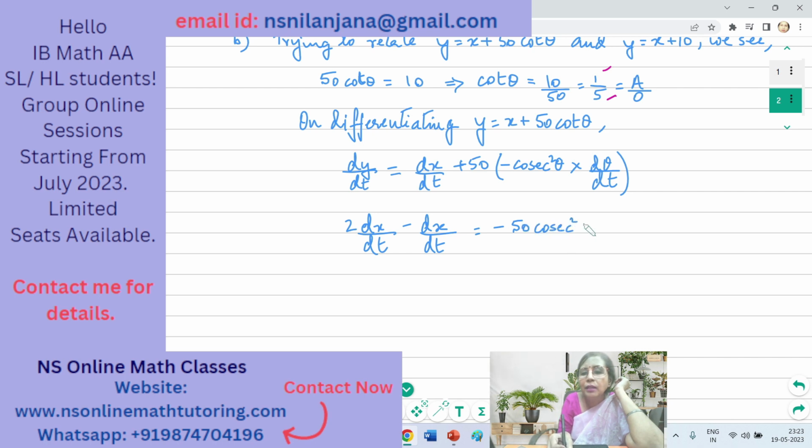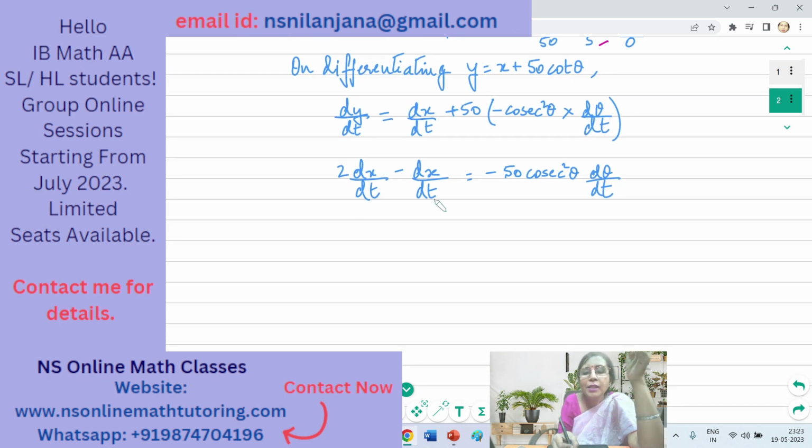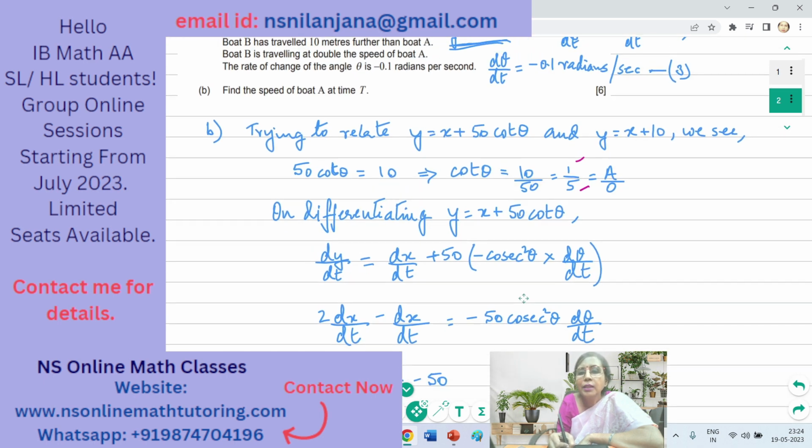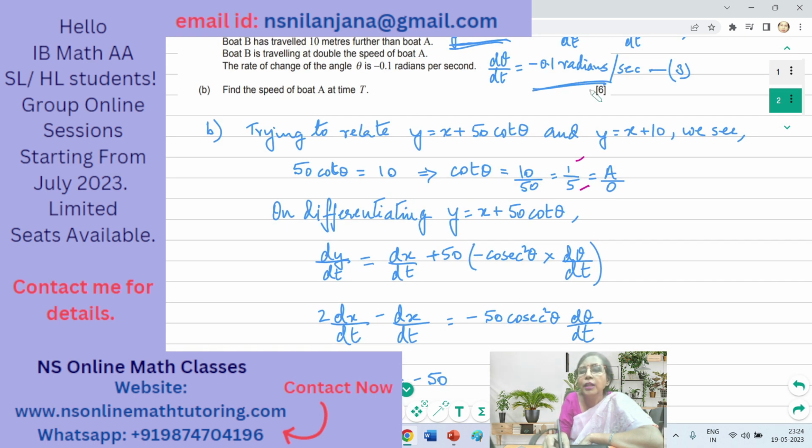cosec square theta d theta dt. Okay? And 2 dx dt minus dx dt is dx dt. Dx dt is equal to negative 50 cosec square theta d theta dt. What is the value of cosec square theta? Because we know that d theta dt has been given. See, d theta dt has been given to be equal to negative 0.1 radians per second. But we do not know what is the value of cosecant square theta.